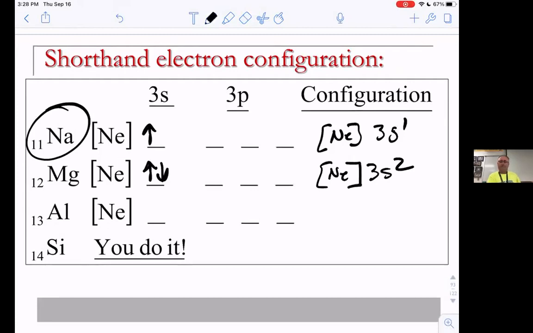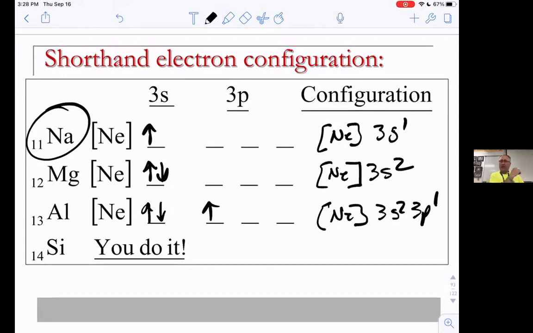I got it. Aluminum would be neon 3s, and if you count over from the beginning of the third energy level, 1, 2, and then in the p, there would be a third one. 3s2, 3p1. Now, if I were doing the orbital diagram for this, I would do up, down, meaning I assigned in the s, and then I would assign one in the p. There you go.